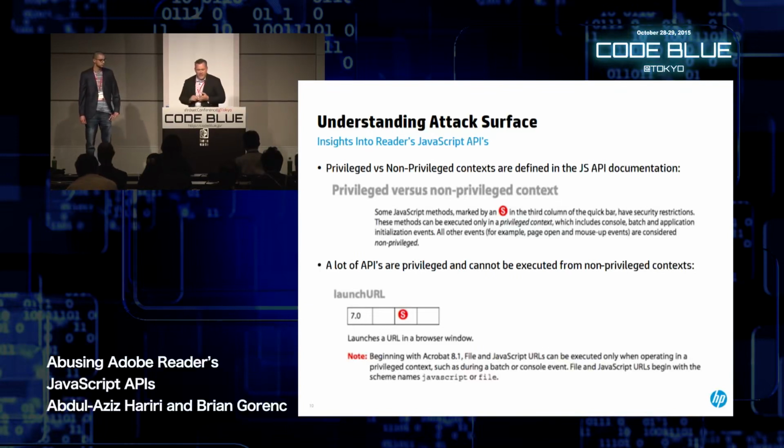There is a lot of functionality that is non-privileged, but an example of a privileged API is launchURL, which you see on the slide, which allows the document author to basically pop up a browser at any address that they wish. And you have to be in privileged mode to actually get access to the API itself.